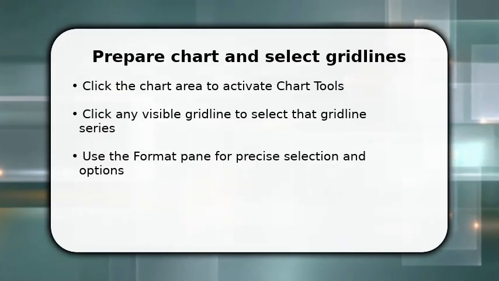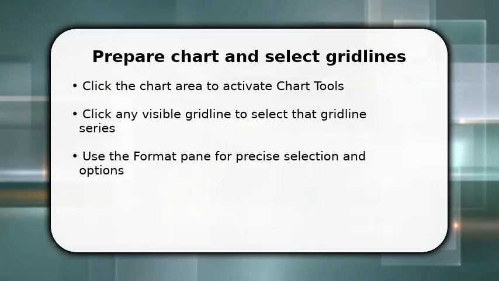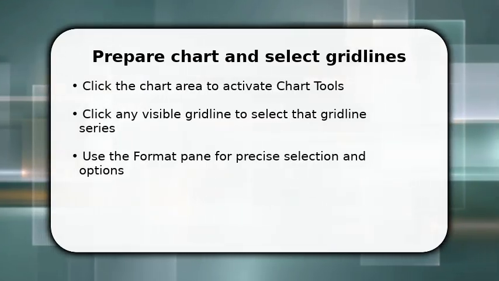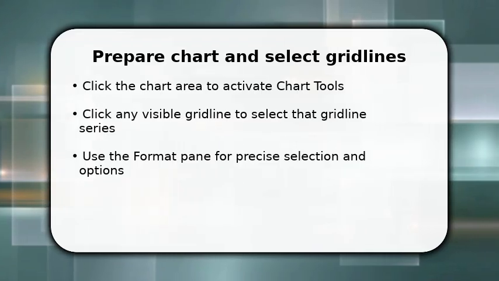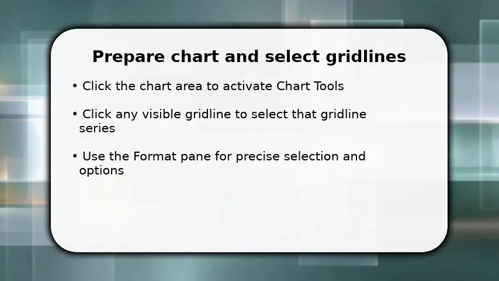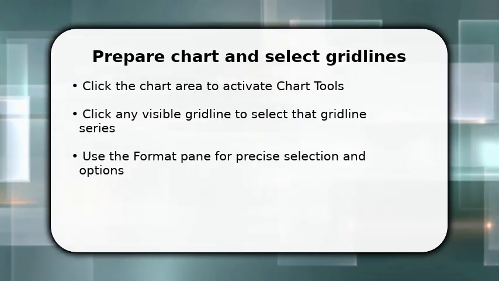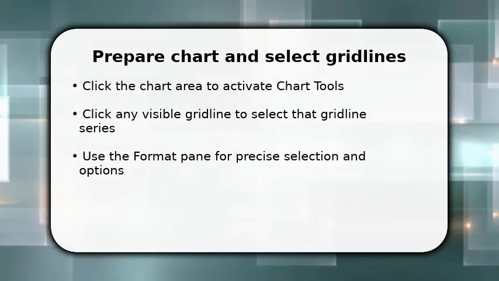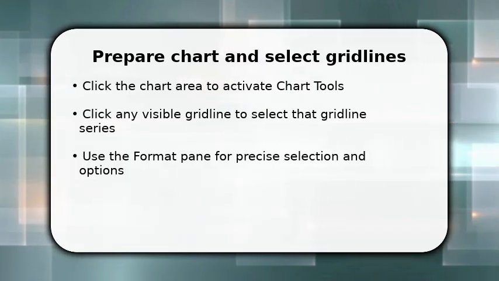Start by clicking the chart to activate Chart Tools. This makes Gridlines selectable. You want to directly click a horizontal or vertical grid line so Excel understands which series to edit. Once selected, open the Format pane on the right. It shows gridline options and fill and line controls.